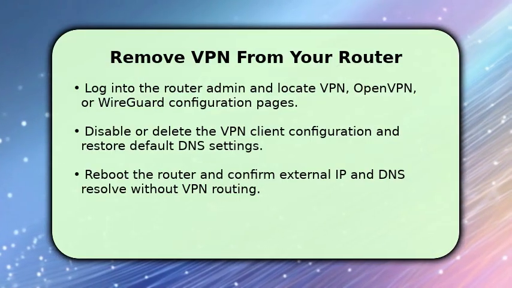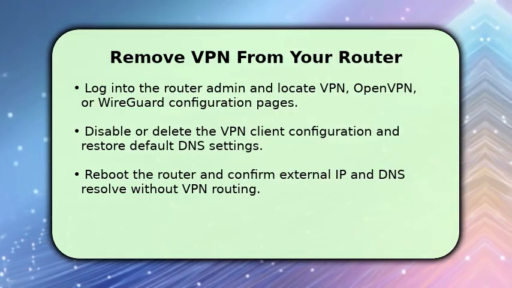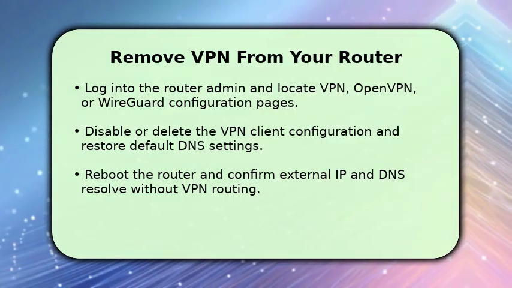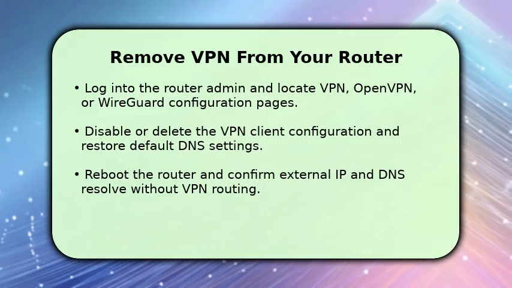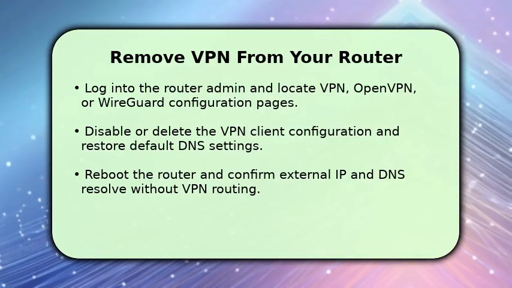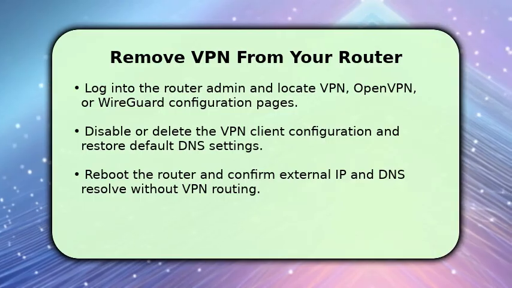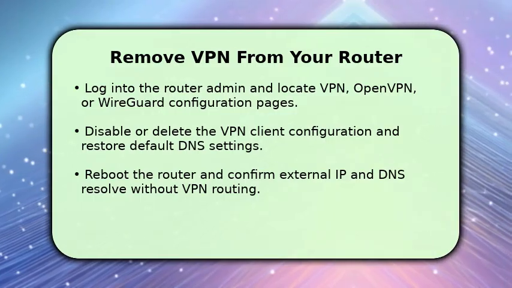Locate sections labeled VPN, OpenVPN, WireGuard, or Advanced Routing to find the VPN client configuration. Disable or delete the VPN client configuration and remove any custom DNS or static routes that direct traffic through the VPN. Save settings and reboot the router to apply changes.